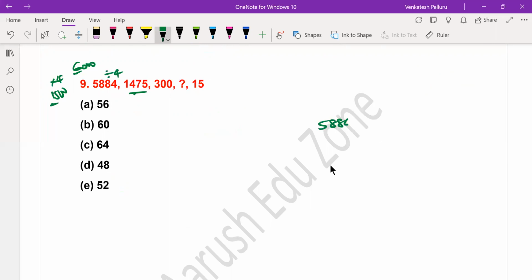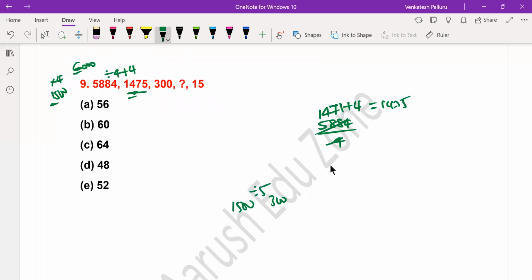For the exact answer, divide and check. 5884 by 4: 4 1s are 4, 4 4s are 16, 4 7s are 28. 1471 has to be the answer, but they have added 4 to it and written 1475. So it is divided by 4 and plus 4.